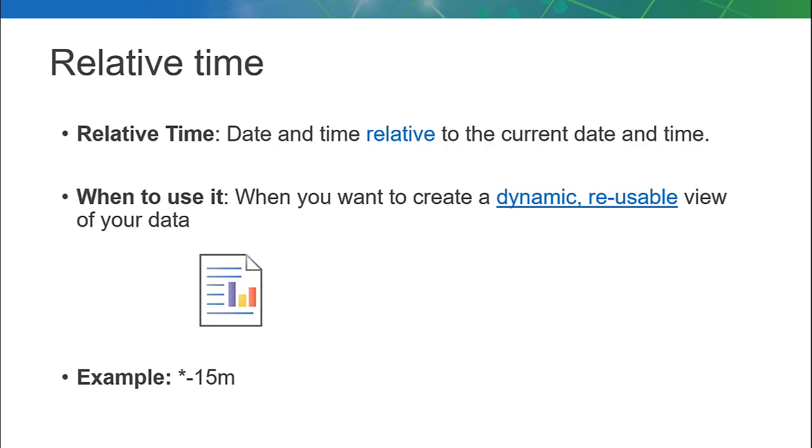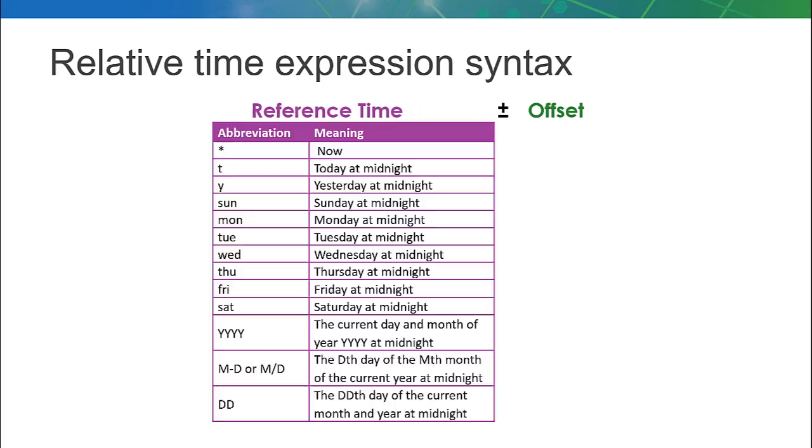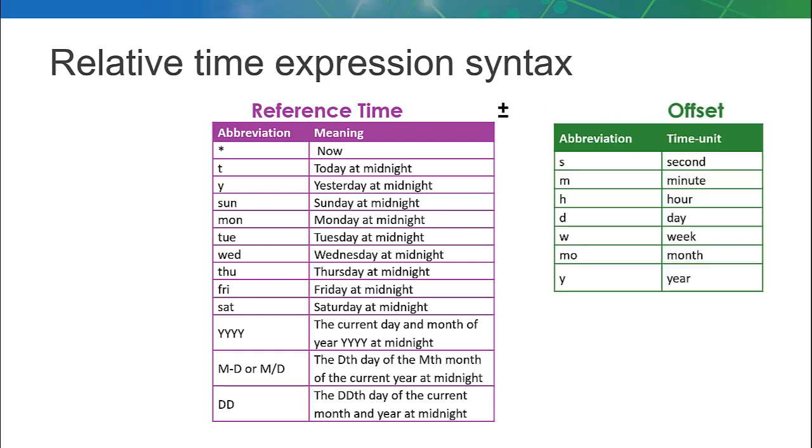However, relative time is a date and time that's relative to the current date and time. This is helpful because you can create dynamic reports. So when you build a report with a start time of star minus 15m and an end time of star, this means that every time you open this report, the archive values for the last 15 minutes will be presented to you. The relative time expression syntax is reference time plus or minus offset. The reference time tells us when to start, and the offset tells us how far back to go. So star minus 15m means star now minus, to go back in the past, 15 minutes.